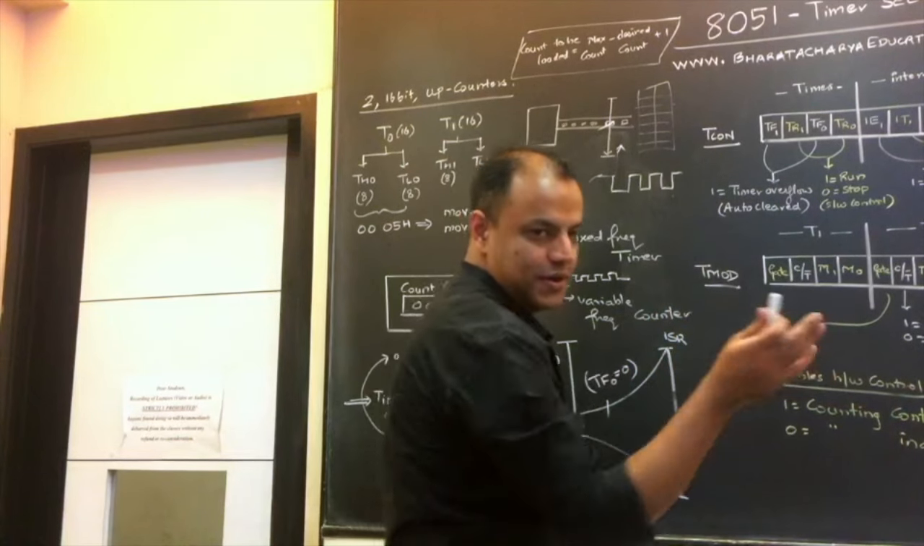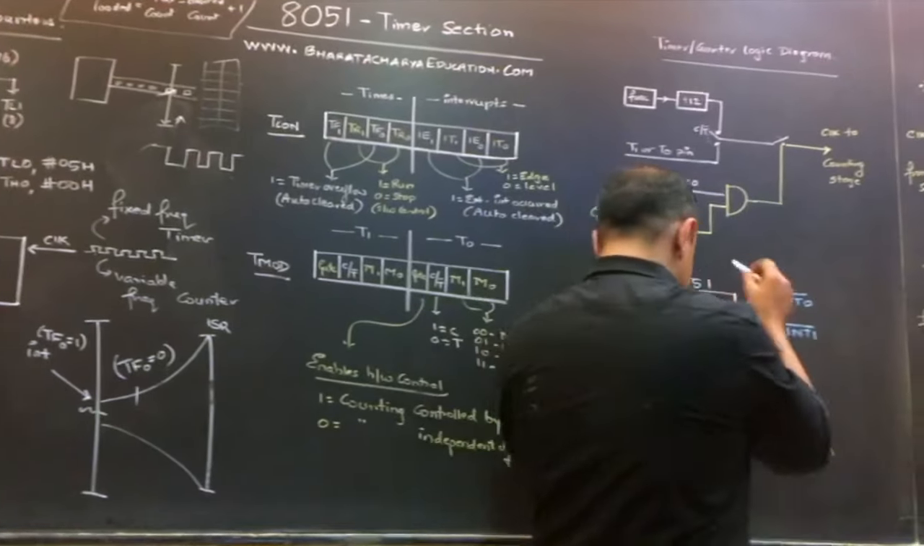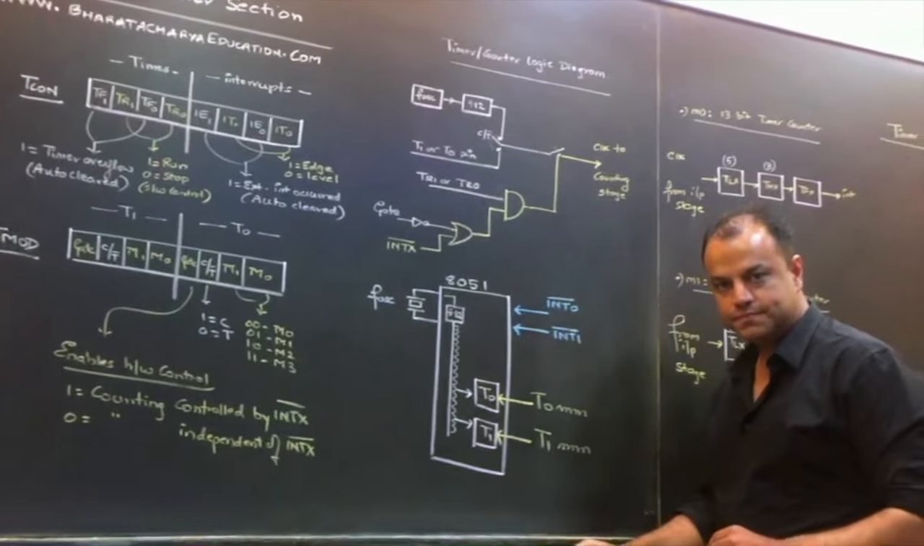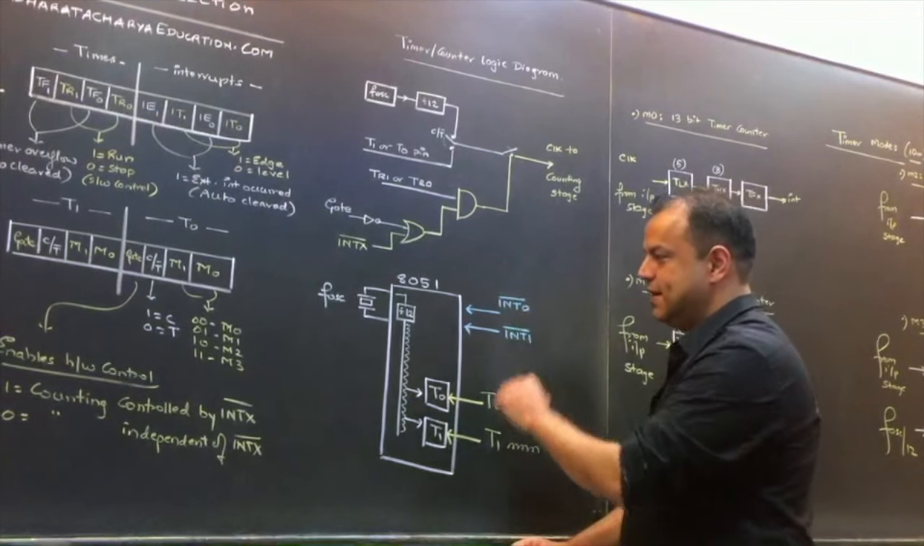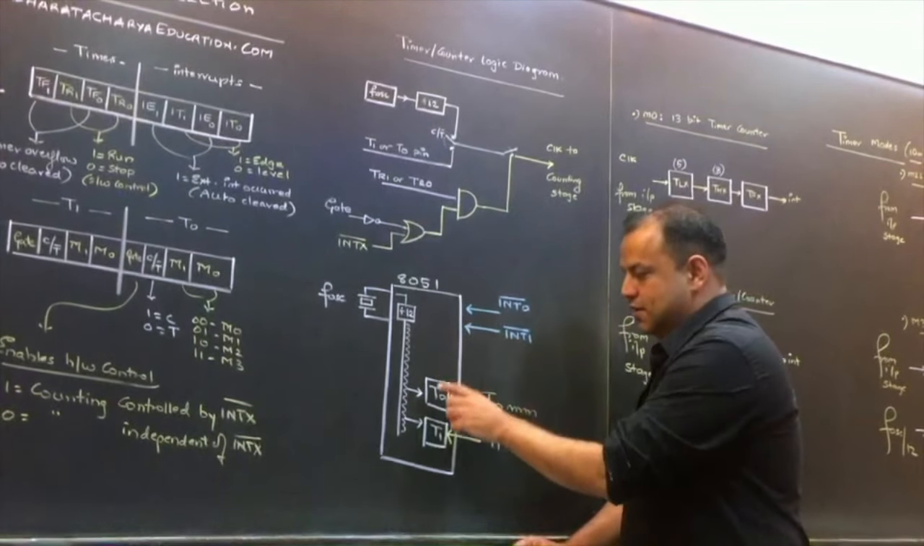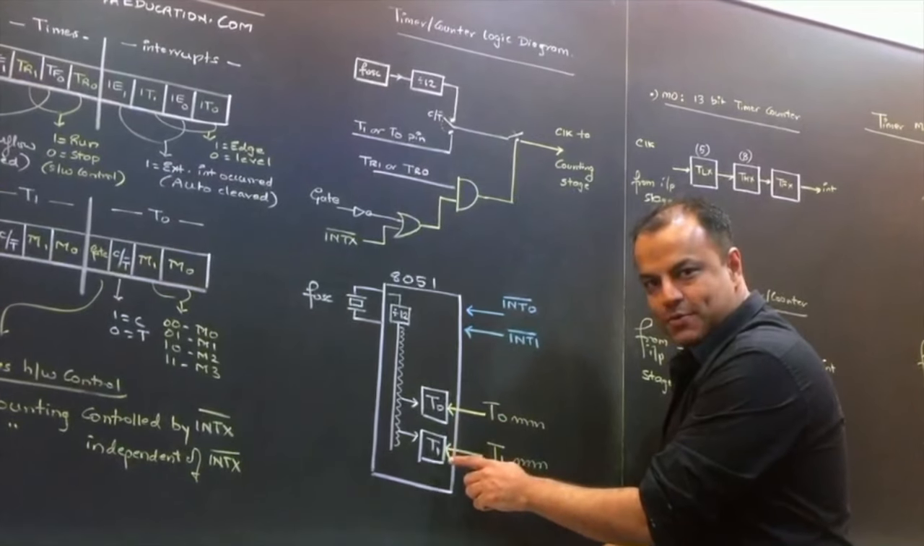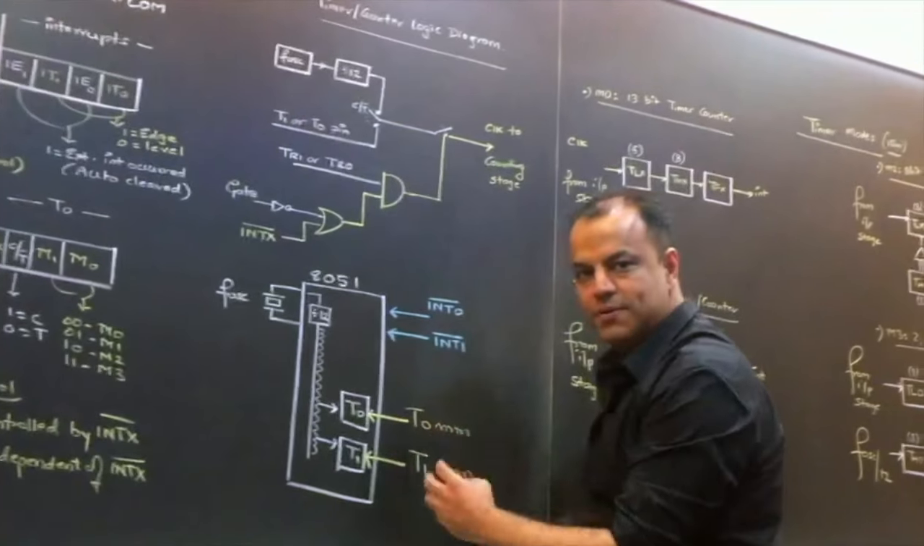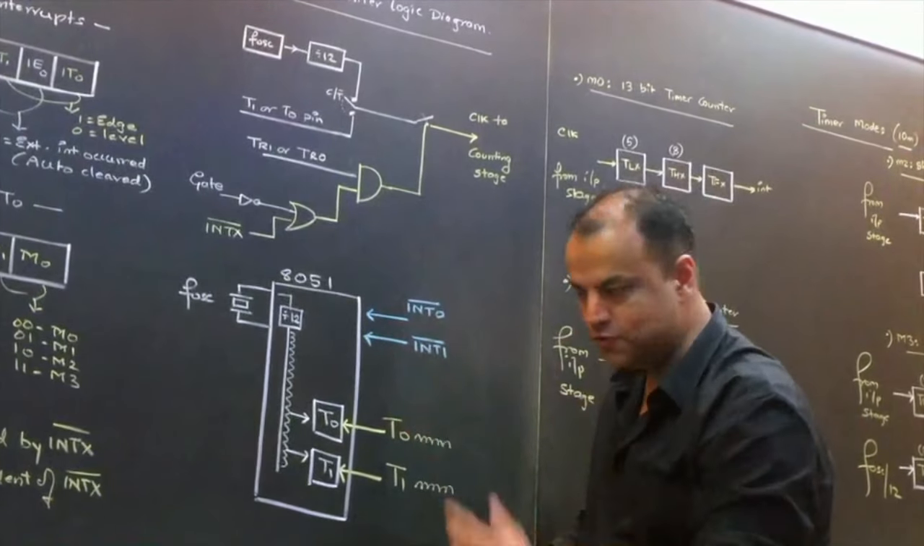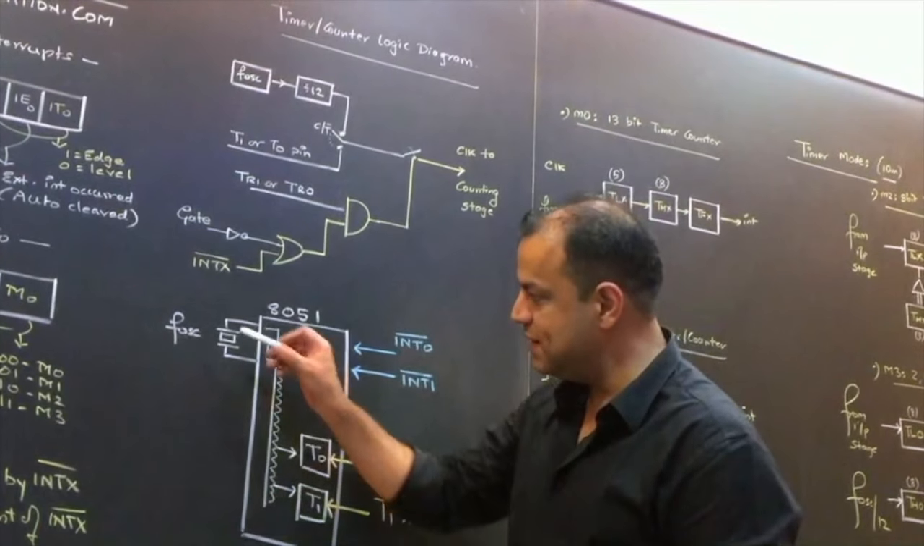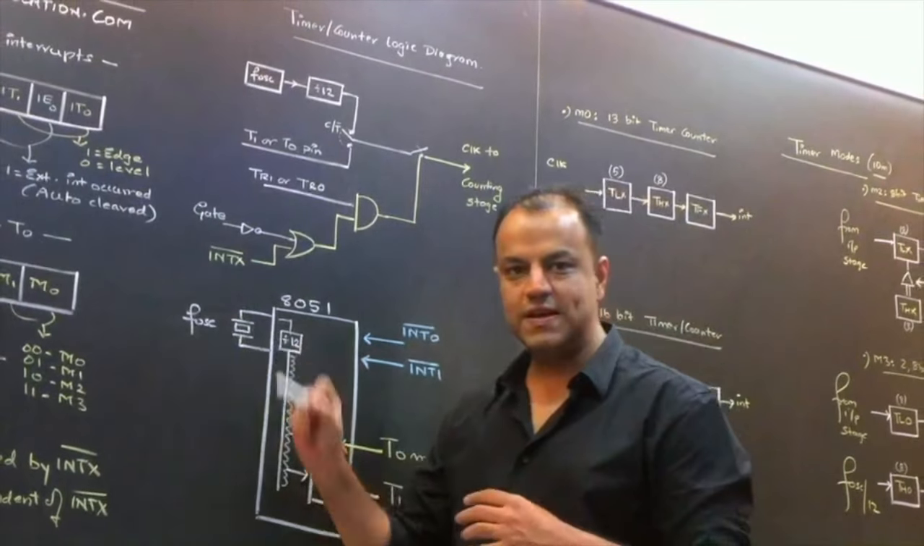Look here, come on, look here. This is 8051. In 8051, there are two timers, timer 0 and timer 1. Do timers require a clock? Yes, if you understood the whole introduction. So 8051 has an internal clock. You know it's connected to an oscillator.